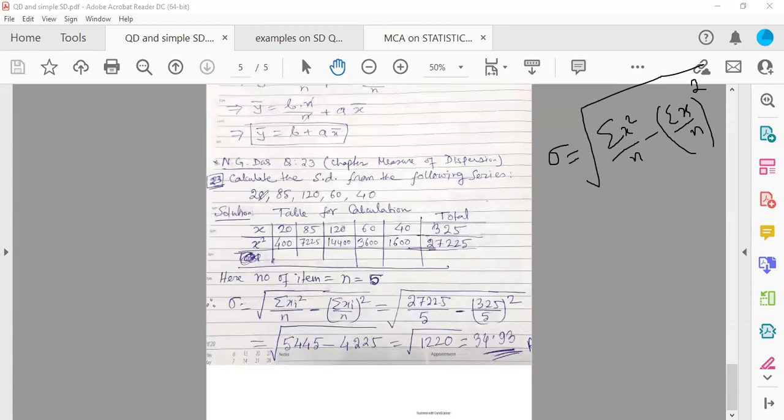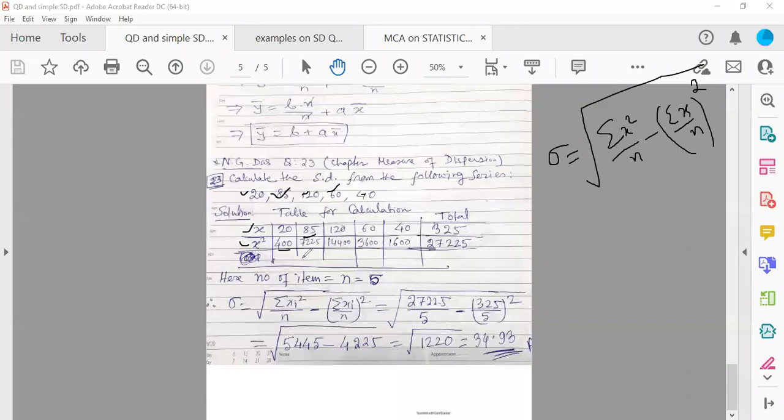So tabular values are there: 20, 20, 85, 120, 60, and 40. First of all, x are these, and now x square. Simply 20 square, 400.